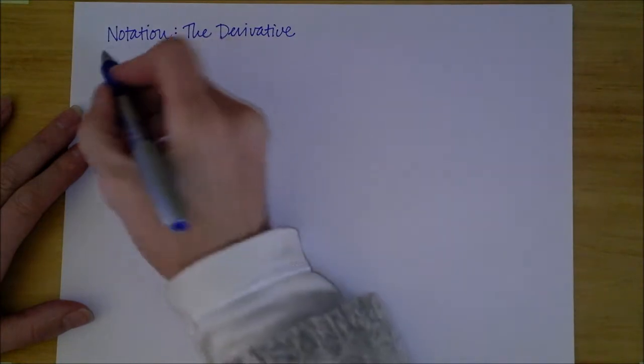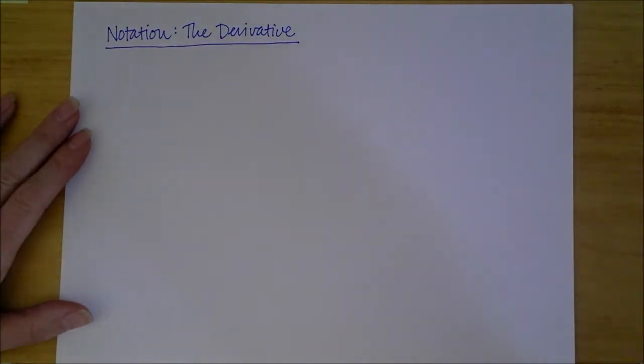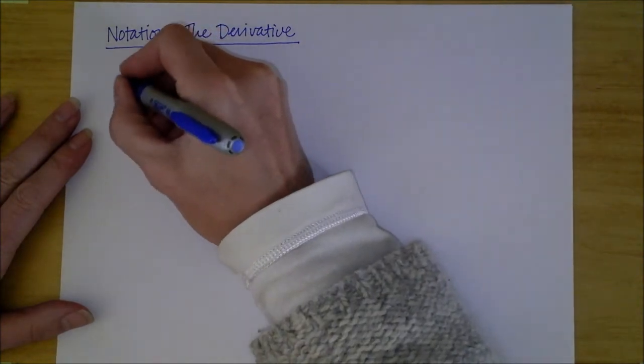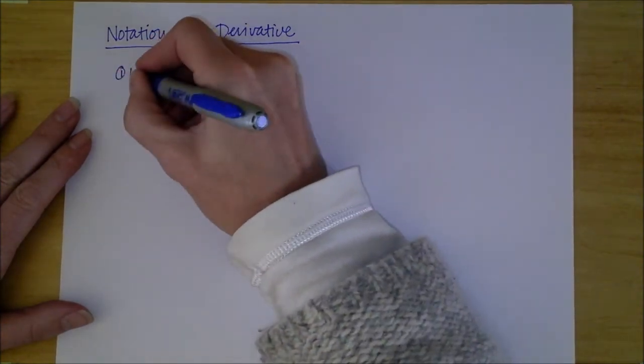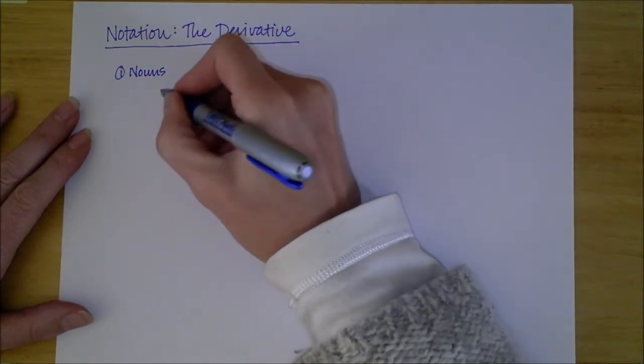So I just wanted to talk for a minute about some of the different notational things that we do, the ways that we write the derivative. So I think the one that we're most familiar with, and I'll call this nouns.